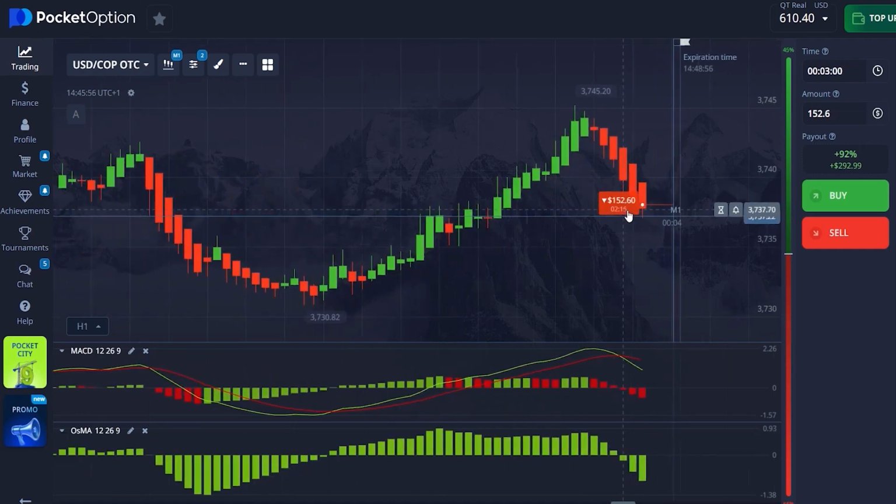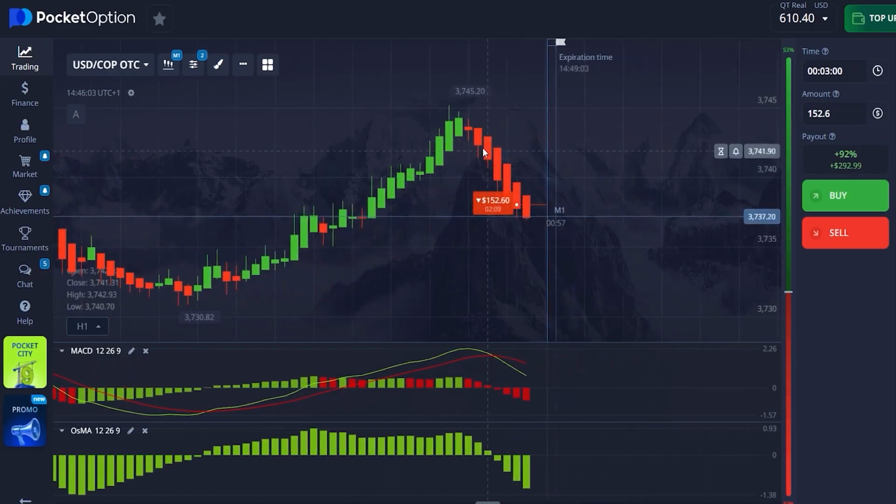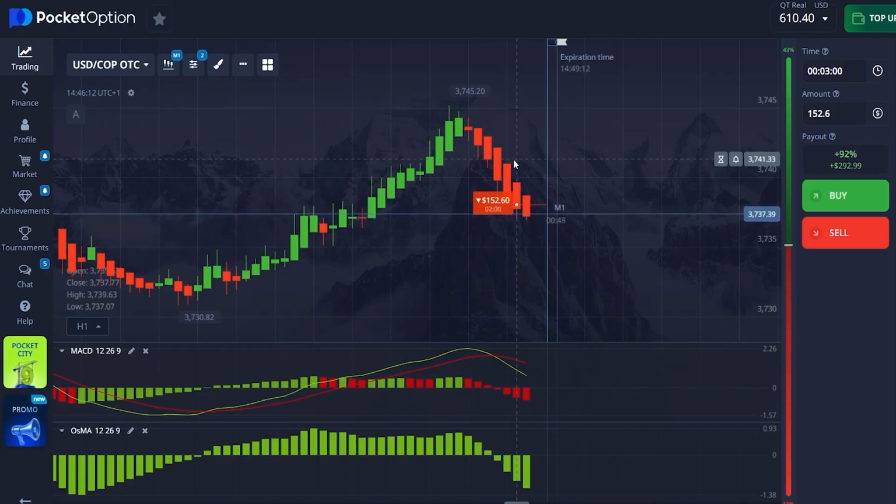Another thing I also put into consideration is the consistency of my candlestick. Anytime I have a stable and consistent candlestick, it always shows me that there is consistency in the market and there is enough liquidity to push the market towards a particular direction.